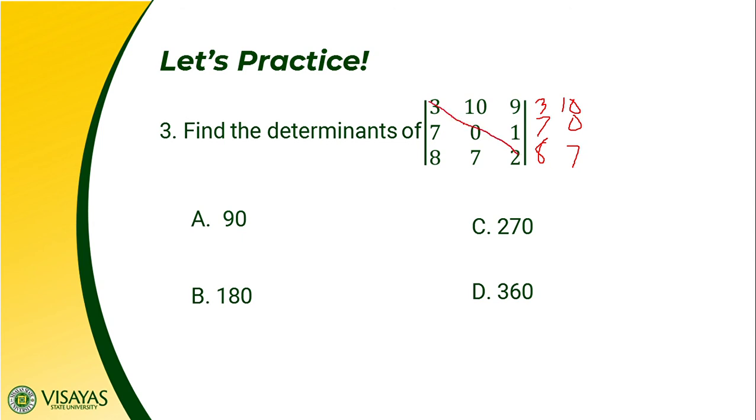And again, you get here the products. So 3 times 0 times 2, that is equal to 0. And then 10 times 1 times 8, that is equal to 80. So next we have here 9 times 7 times 7. So 9 times 7, that is equal to 63. And 63 times 7, that is equal to 441.